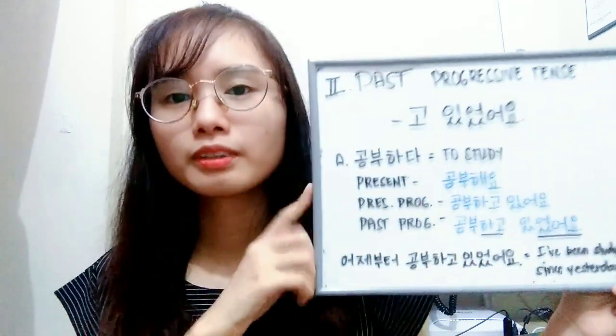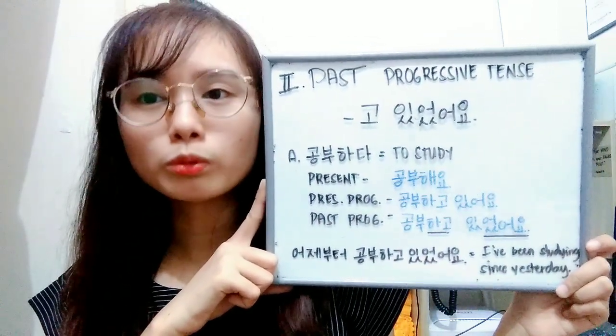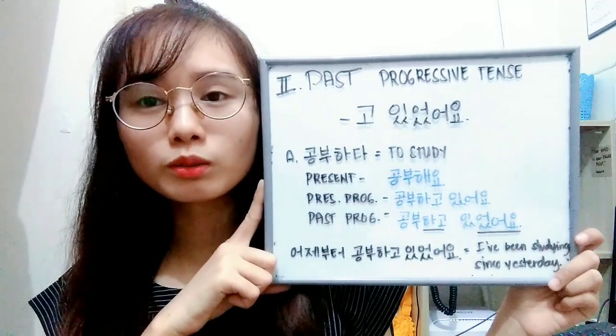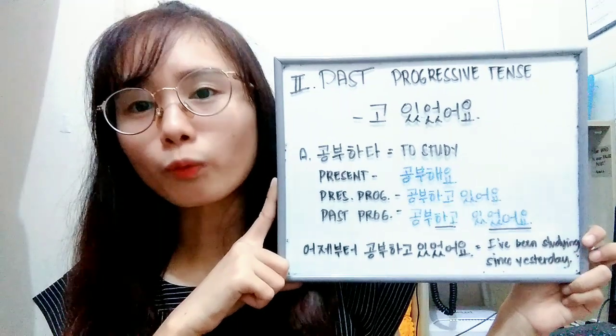Simple lang yung gagawin natin for the past progressive tense. All you just have to do is to conjugate to the past tense yung ko itta. For example, this time ang gamitin naman natin is 공부하다, which means to study. In its present tense, it is just 공부해요.